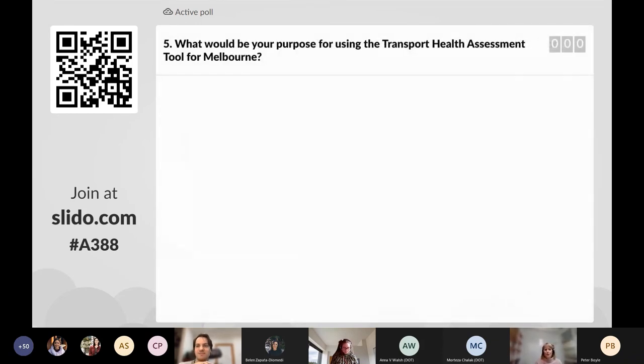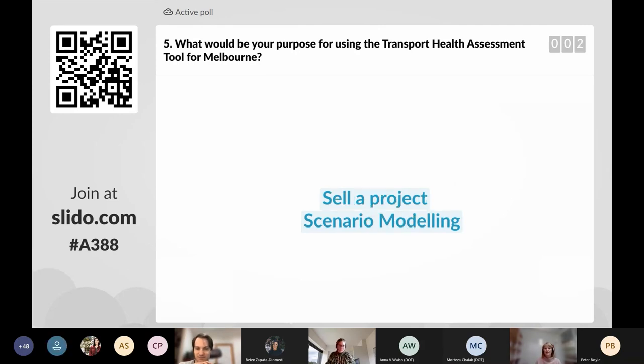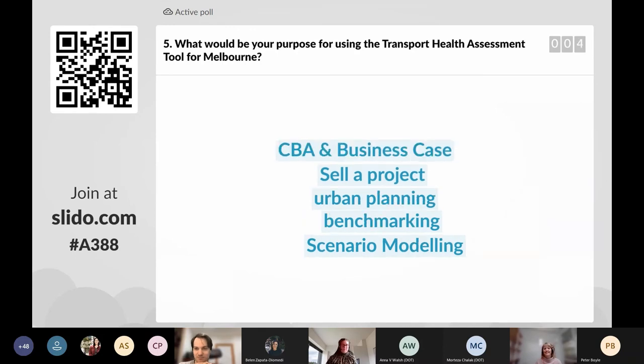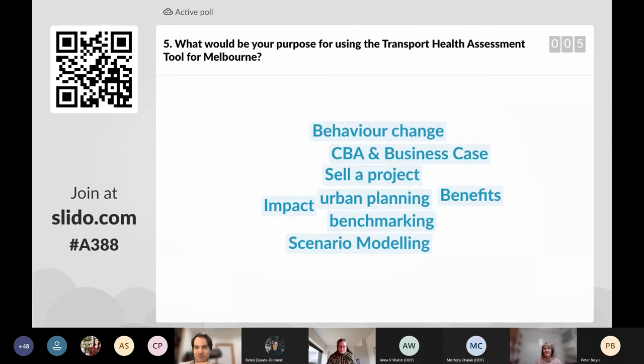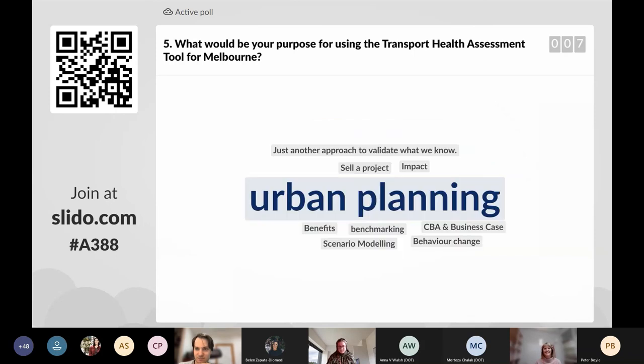And then the very final question, which is great: what would be your purpose? This one takes a little bit of thinking, your last bit of thinking for the day, hopefully, if all goes well. What would be your purpose for using the Transport Health Assessment Tool for Melbourne? What would you be using it for in your current role? Stellar project, okay. Urban planning, benchmarking, behaviour change.